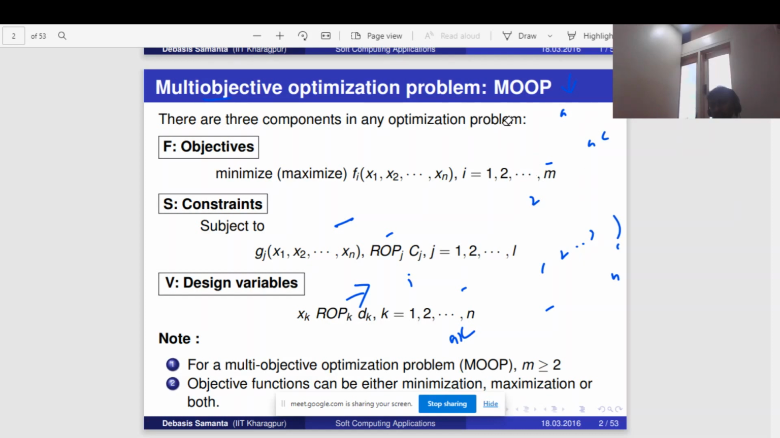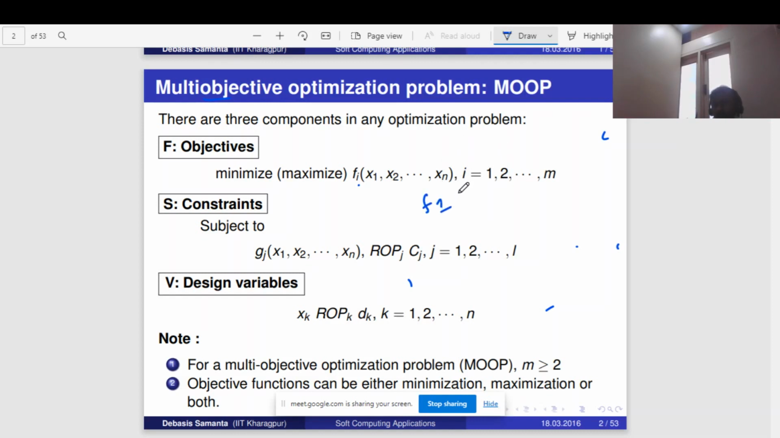You will not have just one objective function, you will have more than one objective function, and some of these functions you may want to maximize and some you may want to minimize. So it's a combination of multiple objective functions. That is represented here mathematically. Here you can see fi of x1, x2 up to xn, where this i ranges from 1 to m. It means that you have multiple functions.